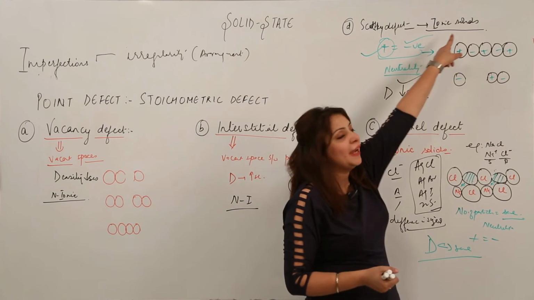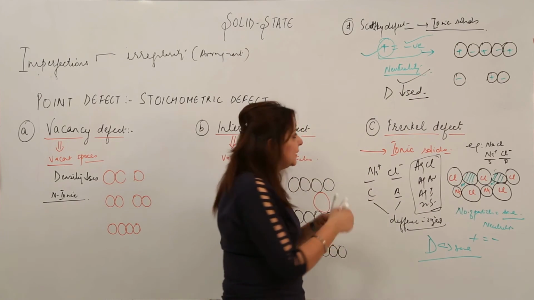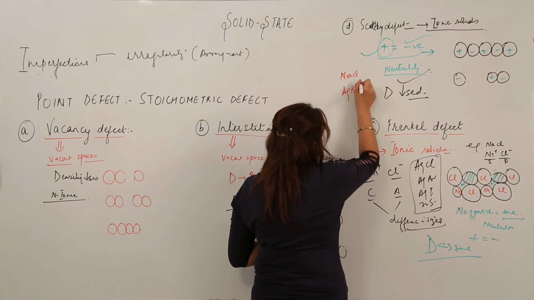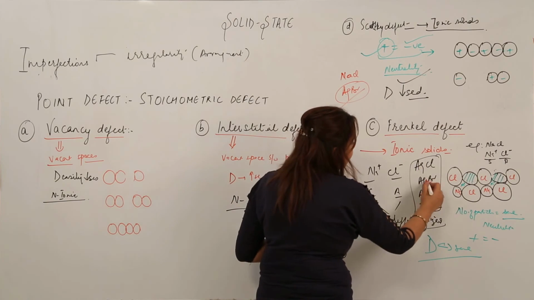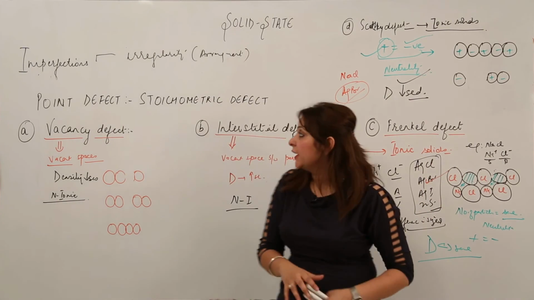Again, it is shown by ionic solids, right? So this is the defect. For example, it is shown by NaCl. It is also shown by AgBr. See, AgBr shows the Schottky defect, and it can also show the Frenkel defect, right? So these are the stoichiometric defects.